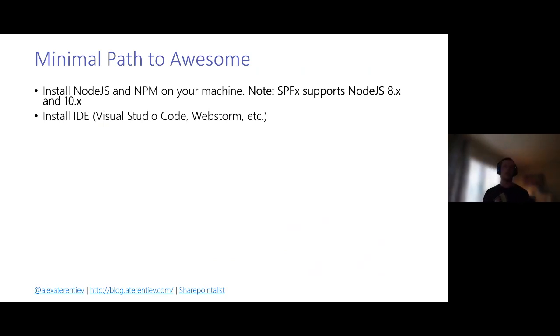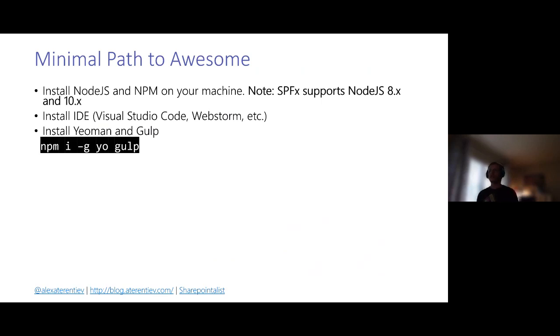So even if you use any other IDE, it's at least good for you to be familiar with Visual Studio Code as well. So next step is to install Yeoman and Gulp to your machine, and this is done using npm. i in this command is a shortcut for install. The -g parameter shows that we are installing these modules globally and they will be available across your machine. yo is a shortcut for Yeoman and gulp is Gulp.